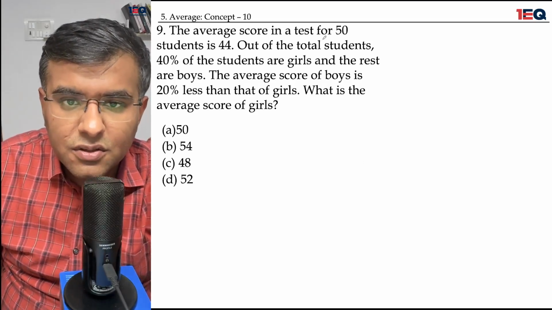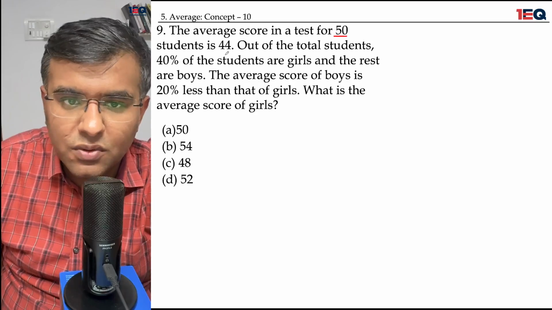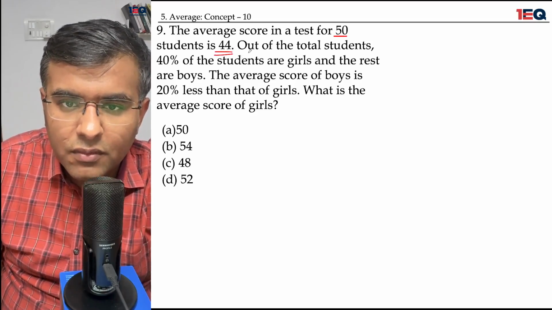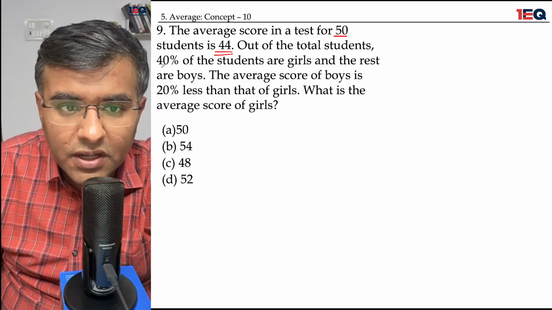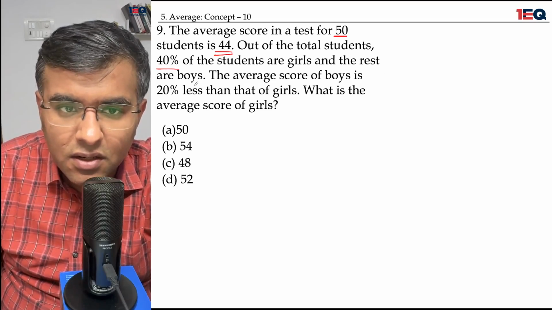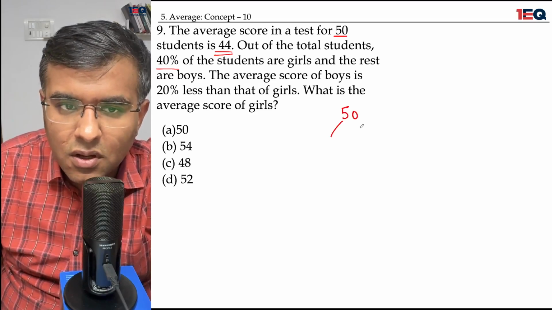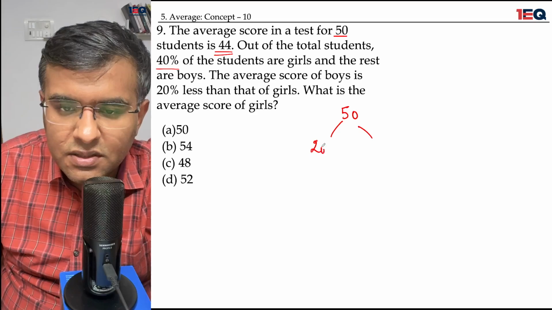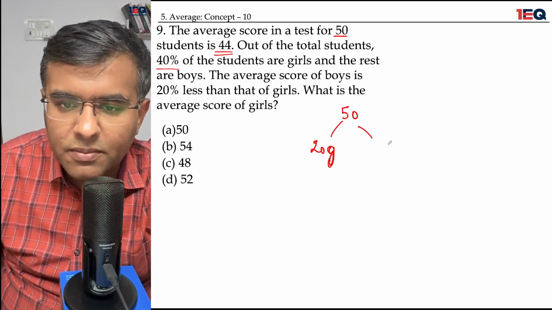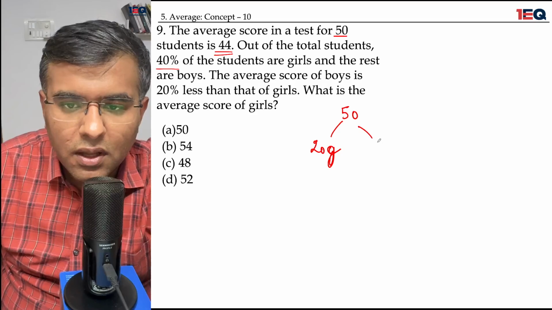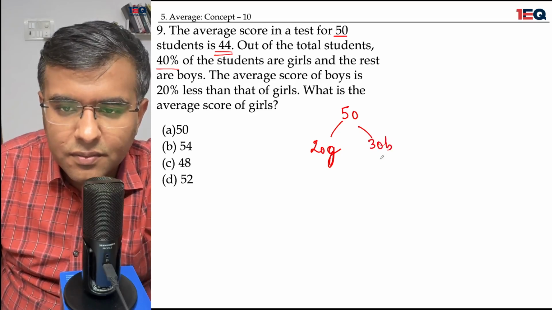The average score in a test for 50 students is 44. Out of the total students, 40% are girls and the rest are boys. So there are 50 total students, 40% are girls. That means there are 20 girls. 40% means 20 girls, and there are 30 boys.